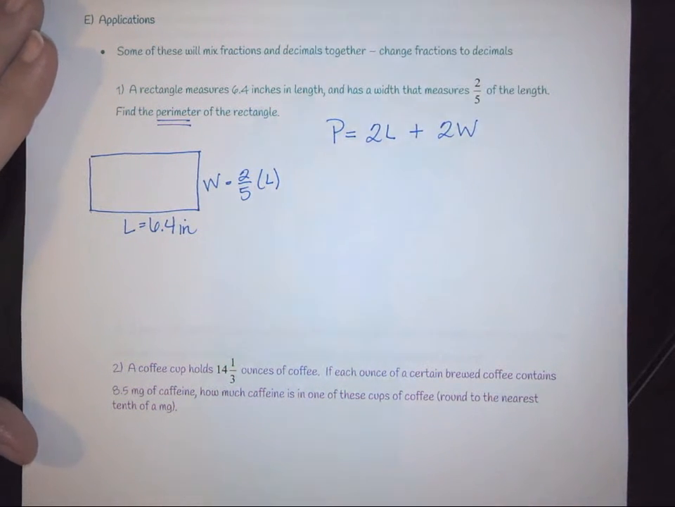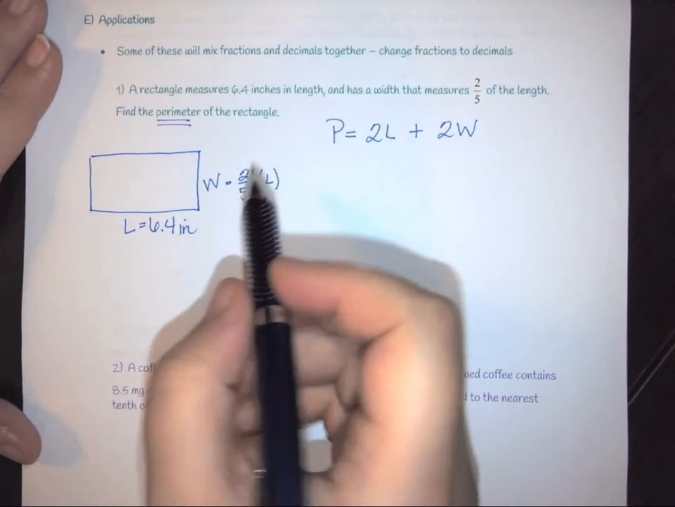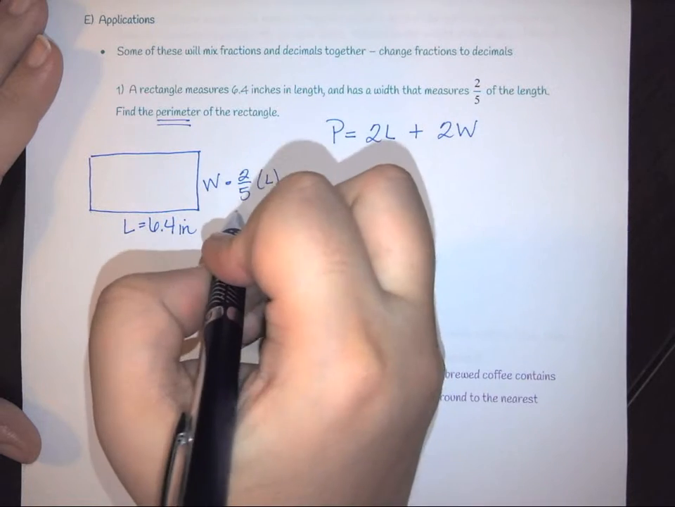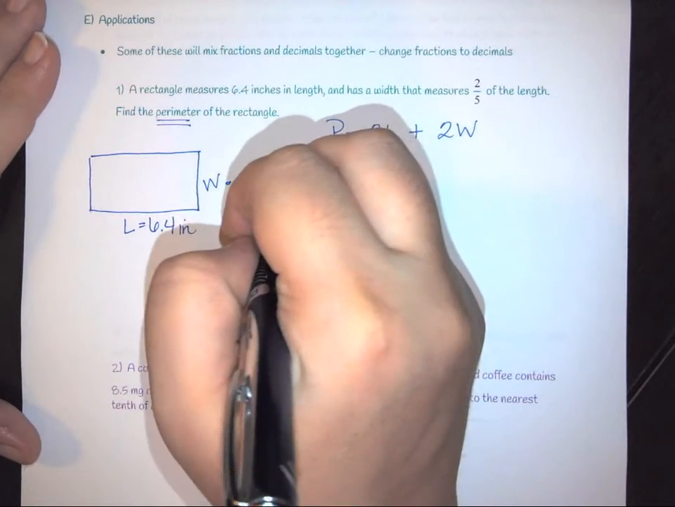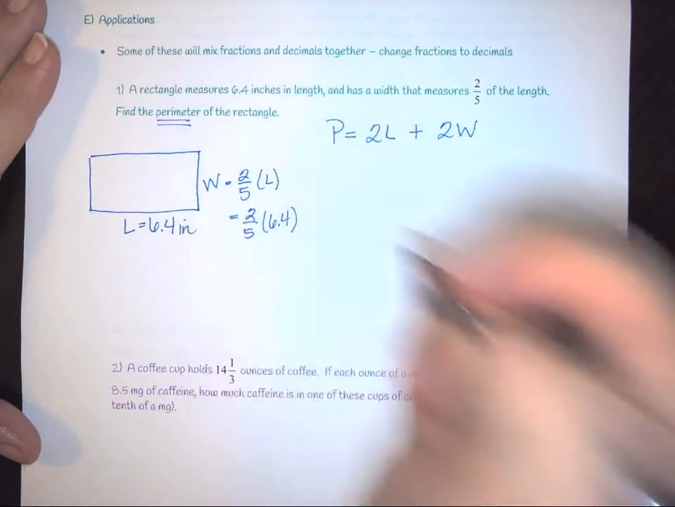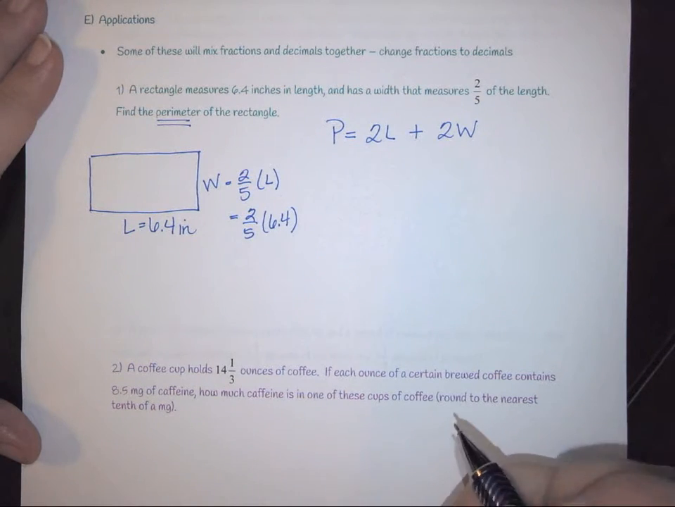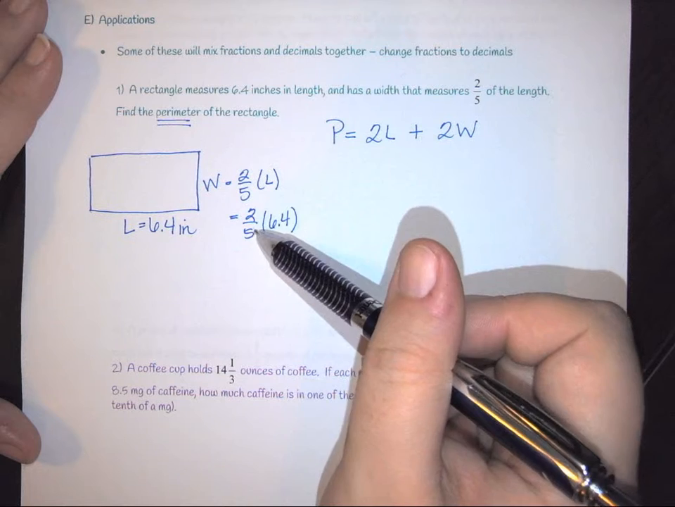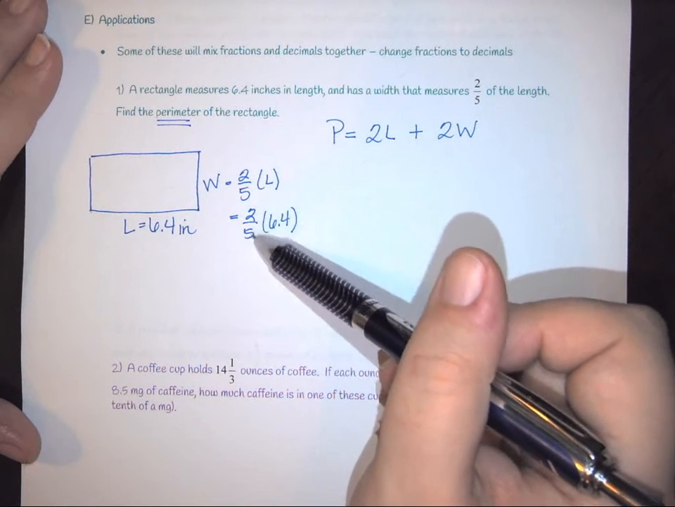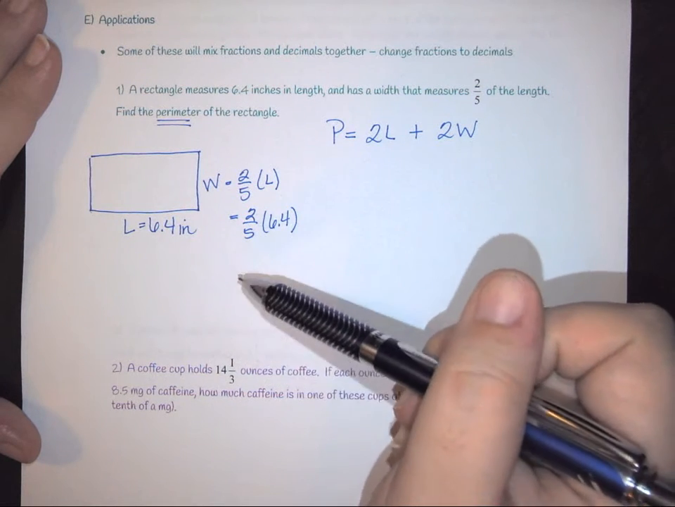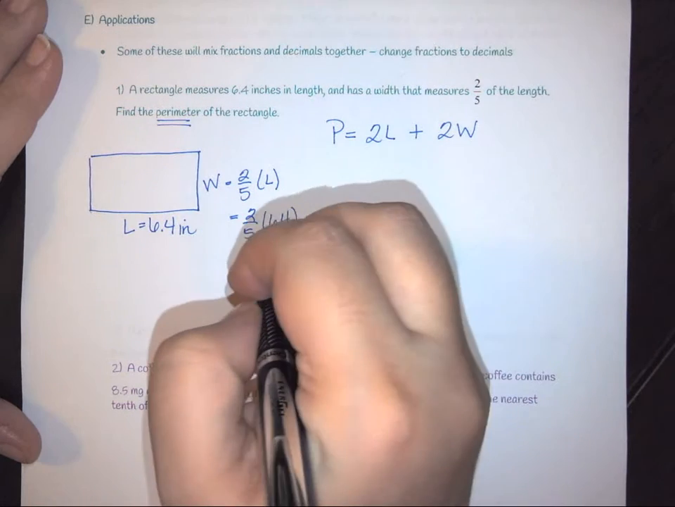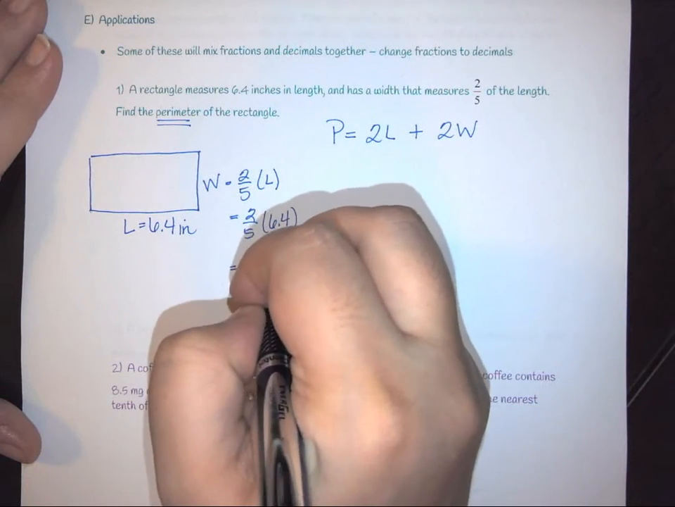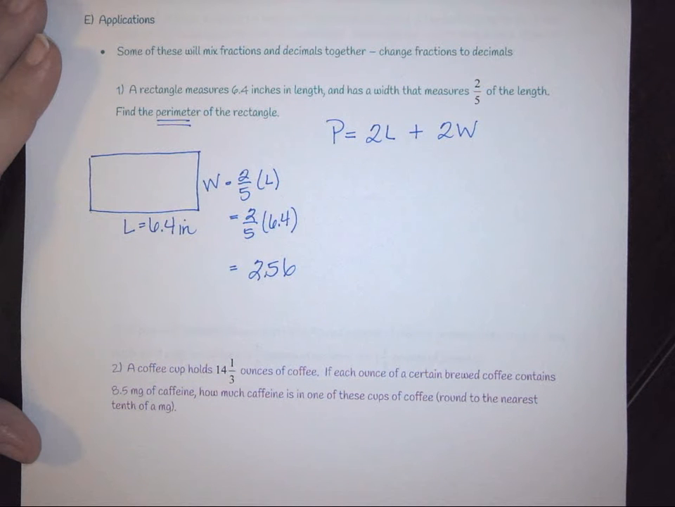So here the first thing that you need to do is find your width. So we're told that the width is 2/5 the length. So this is going to be the same as taking 2/5 times your 6.4 inches. So you're going to go ahead and multiply that out. You can do it a couple ways. First, you're going to change 2/5 into a decimal and then multiply that decimal through. And so here you should come out with 2.56.